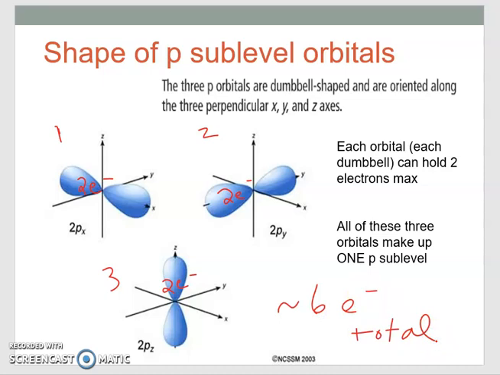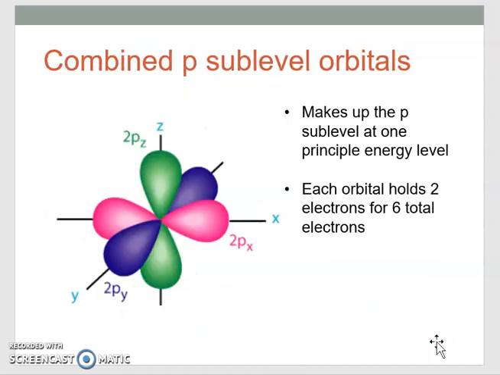Now, each of the P sublevels would actually look like this. It would be combined together. So we have 3 different orbitals where electrons can be found, and each of those orbitals holds 2 electrons.